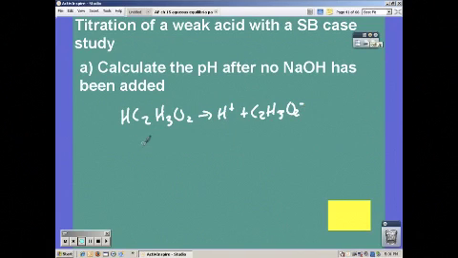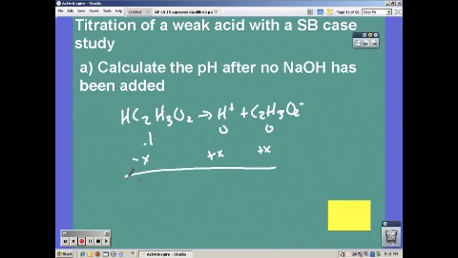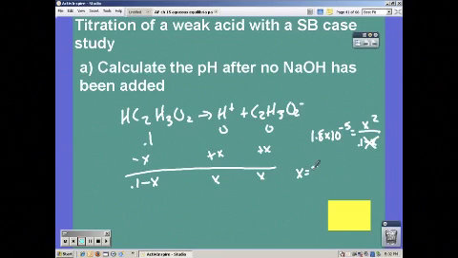It's 0.1 molarity. We have 0, 0, so we're just setting up an ice table just like we did in chapter 14. Our Ka was given, it's 1.8 times 10 to the negative fifth. Because the Ka is so small, we can ignore X. So our X, or H concentration, is 0.0013, pH 2.87.